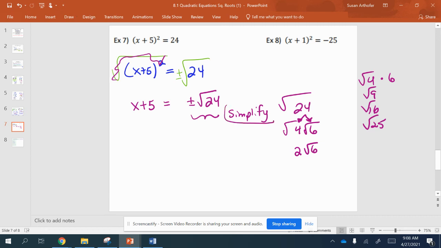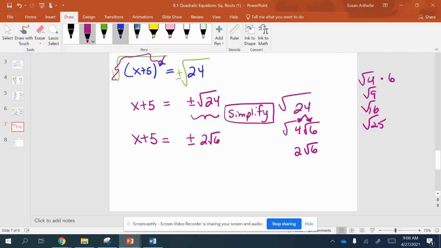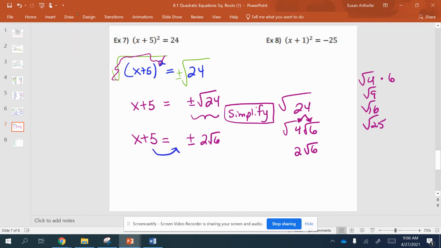So I'm going to simplify this right side and write plus or minus. And instead of square root 24, I'm going to put 2 radical 6. And we're going to be practicing that. And bring down the other side. So you want to simplify your radical first. Now we're going to pop over 5. And we'll be done. So this time I have to subtract 5 to both sides. So our final answer is x equals, because this one goes away, negative 5 plus or minus 2 radical 6.